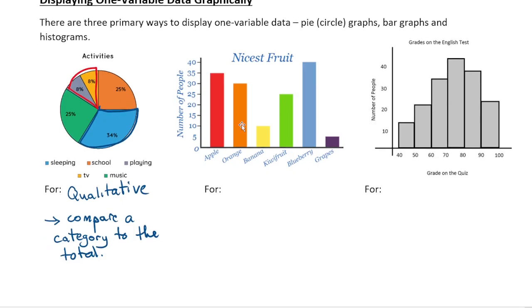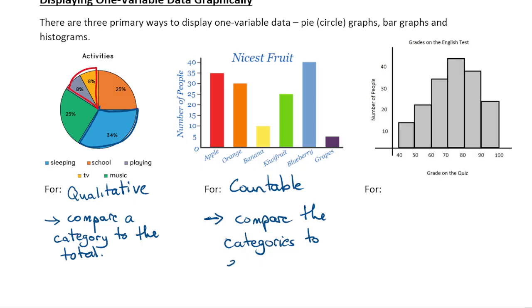The bar graphs, these are specifically for things that are countable. So qualitative or discrete, either one is fine. And its purpose is to compare the categories to each other.